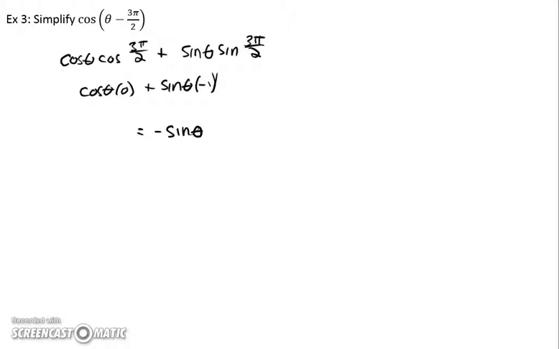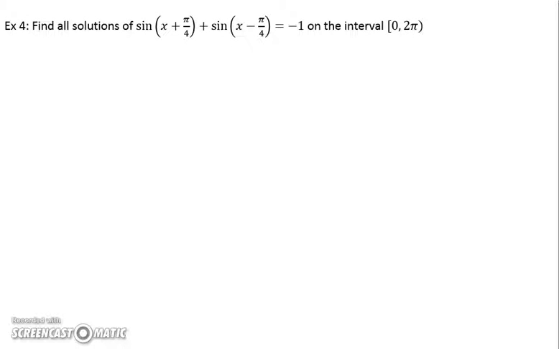All right, so moving on. A couple more problems and then we'll call it quits on the video. Actually, this last problem and then we'll call it quits on the video. So example 4, we want to find all solutions of the equation sine of x plus pi over 4 plus sine of x minus pi over 4 equals negative 1 on the interval 0 to 2 pi.